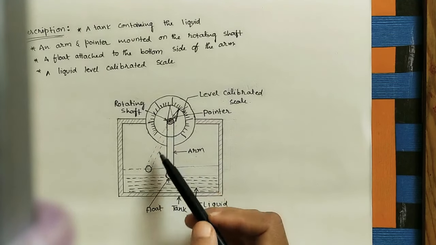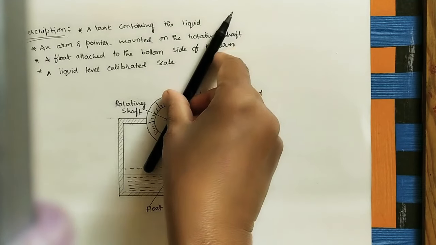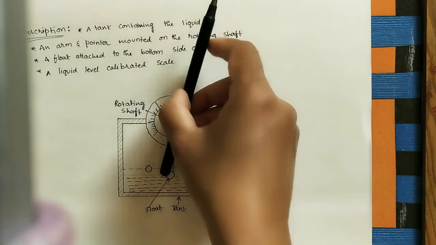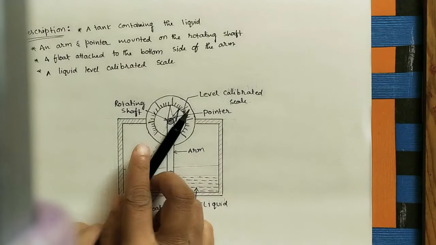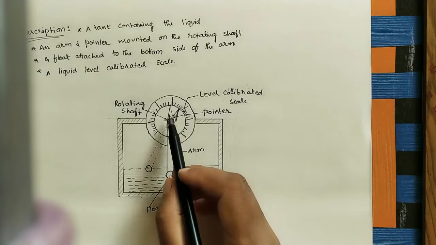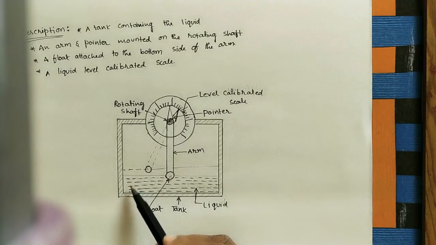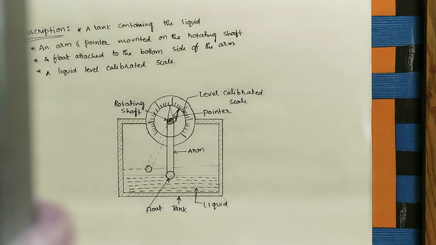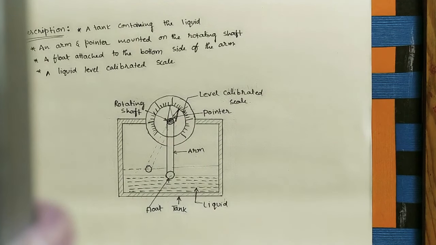Let us assume water level is decreasing inside the tank. The float is coming in the downward direction. Let us assume it is coming here, so that this pointer will move in this direction. At that time, whatever reading is there, that reading is the height of the liquid. Like that, this pointer is measuring the height or level of the liquid. So this is the main working operation of this float shaft liquid level gauge.